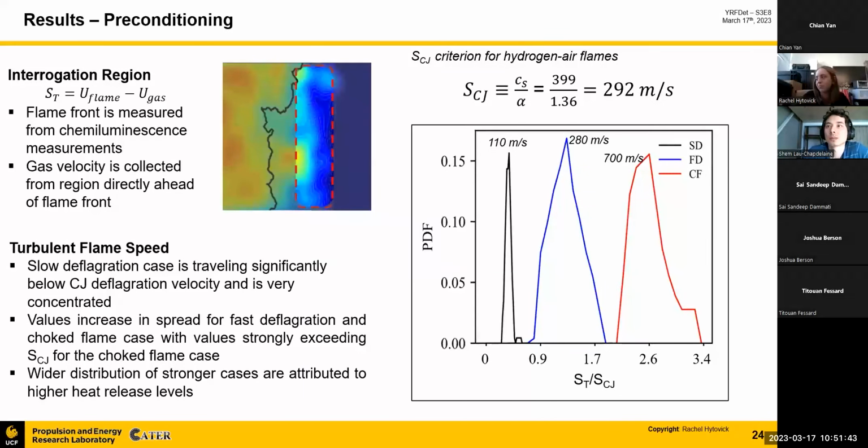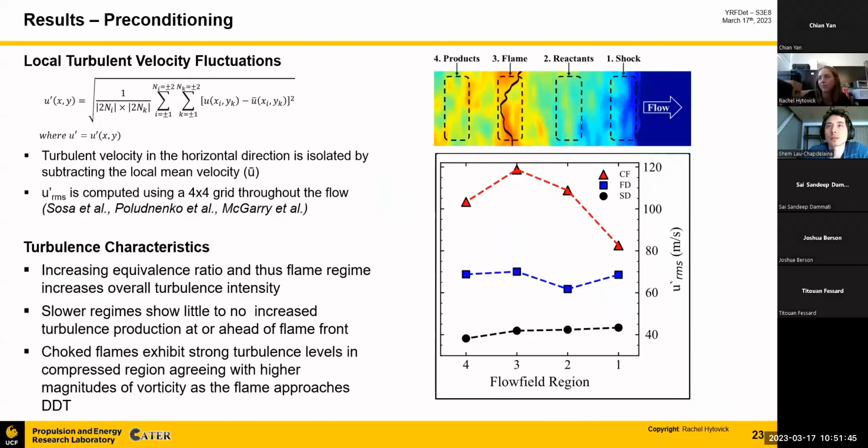Okay, just go one slide back, sorry. Here you characterize the URMS of the fluctuations. So what this is essentially saying is that you have turbulence generation near the flame front and nothing ahead in the reactants and the shock. Is that correct? Yes, we see more turbulence generation in the flame or ahead of the flame front.